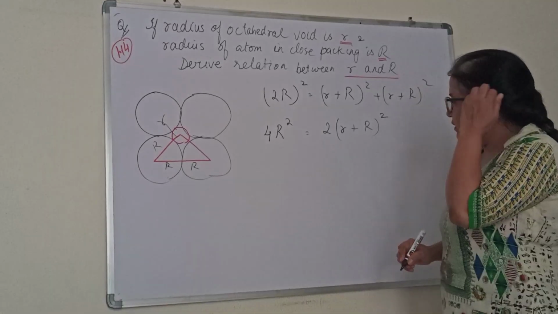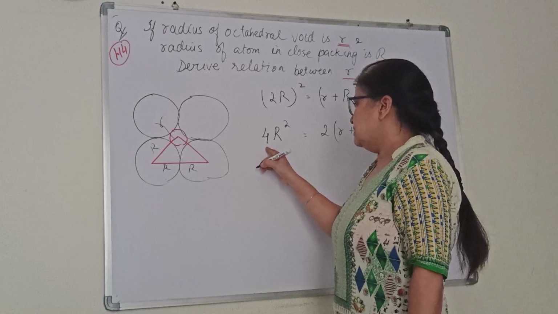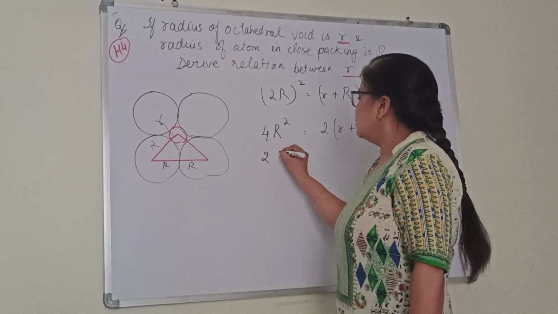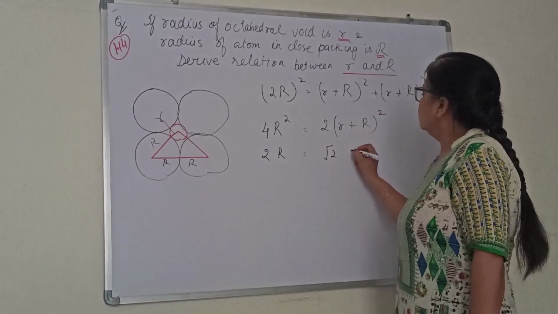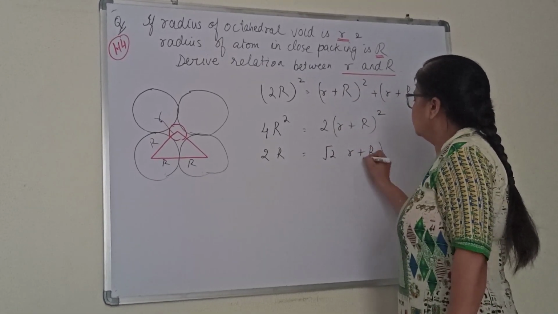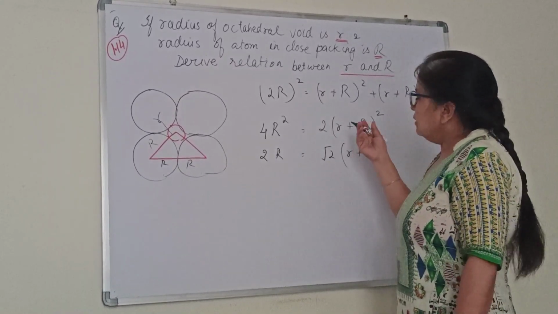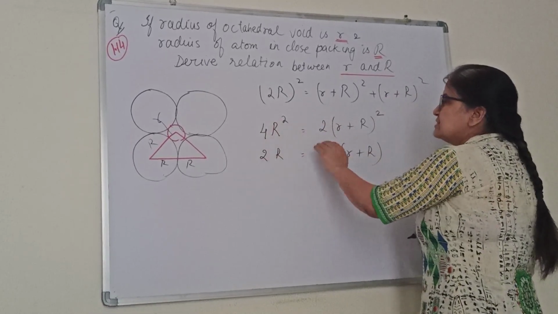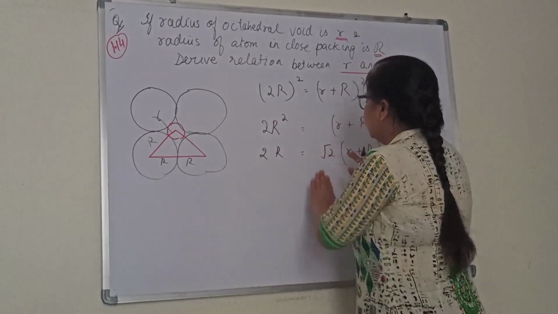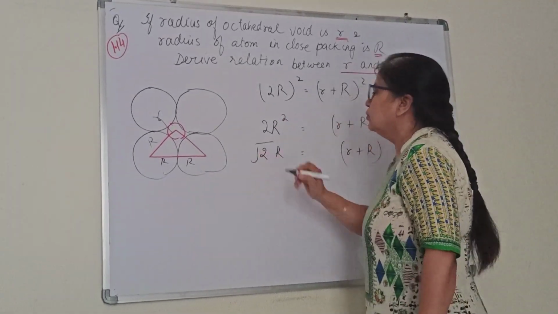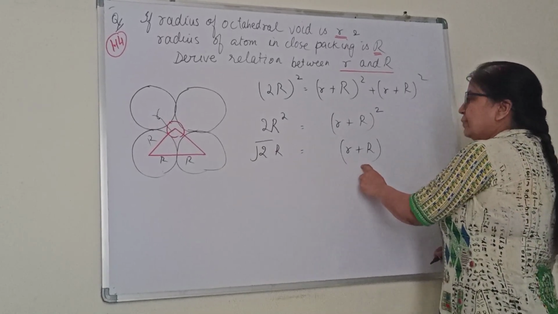Now what we can do is, we can take the root of it. If I take the root of that, this will be 2R is equal to root 2 into (R plus r). In fact, we could have cancelled this here and written this also as 2. Then this will go away. You will have simply root 2 here. That was also fine. So you have root 2 (R plus r).